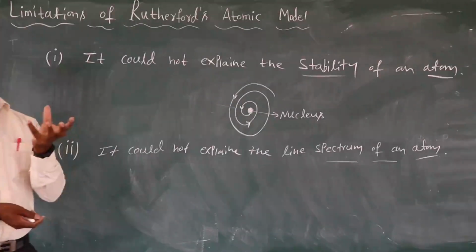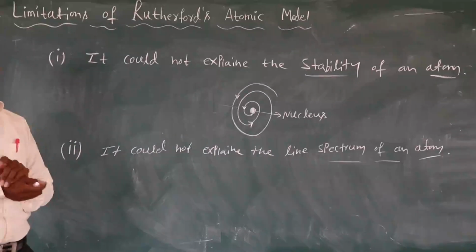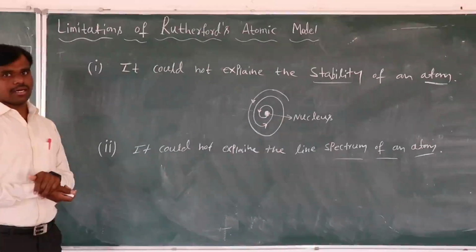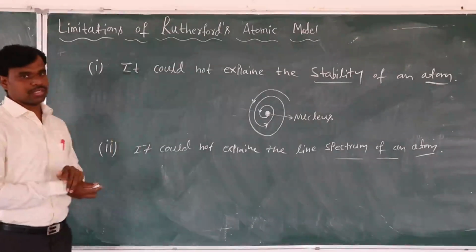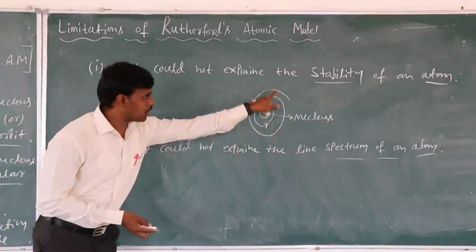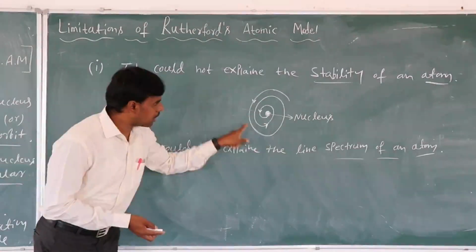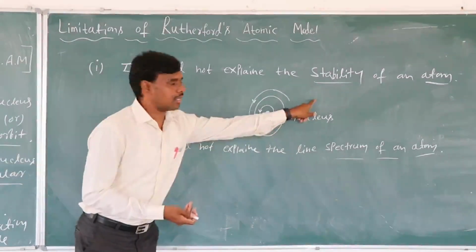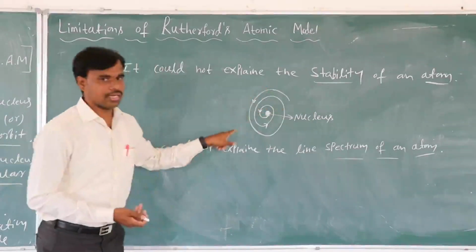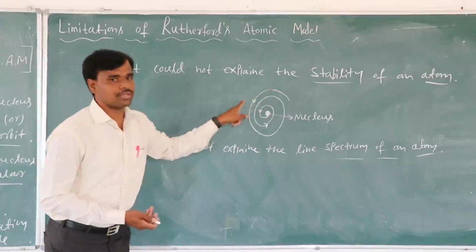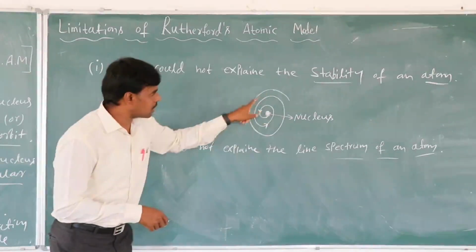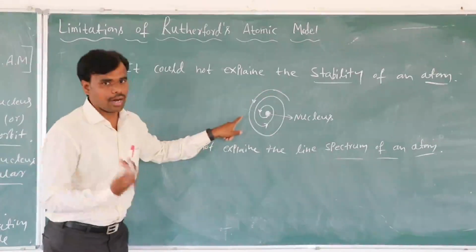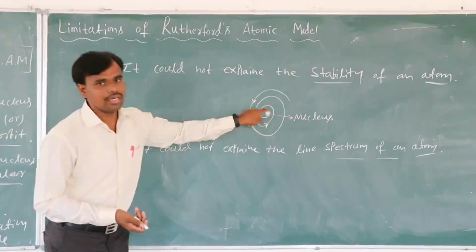Students, we know that an atom is neutral and also it is stable, but according to Rutherford, an atom is unstable because, see here, according to his explanation, an electron revolves around the nucleus with continuous emission of energy. Therefore, its radius goes on decreasing, and hence the electron takes a spiral path and finally it falls into the nucleus.